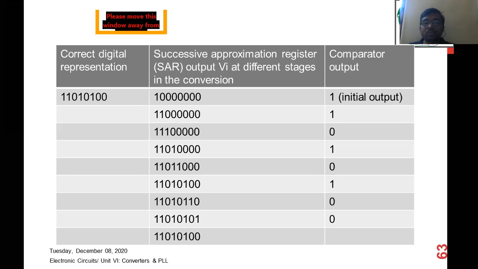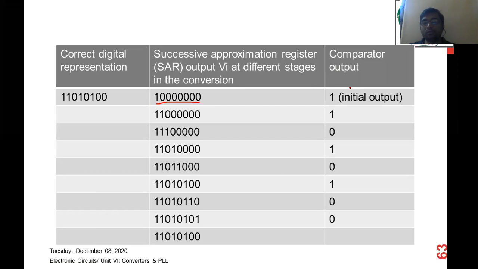This table shows how the conversion is performed for the trial code 1 followed by 7 zeros. You can see this is the final output, that is, the corrected digital representation. The second column is the successive approximation register output, that is Vi at the different stages in the conversion. This is the trial code, 1 followed by 7 zeros. Start with this, and this is the comparator output, it is 1 or 0. Depending upon that, the input to the SAR register is given. And the final output would also be there.